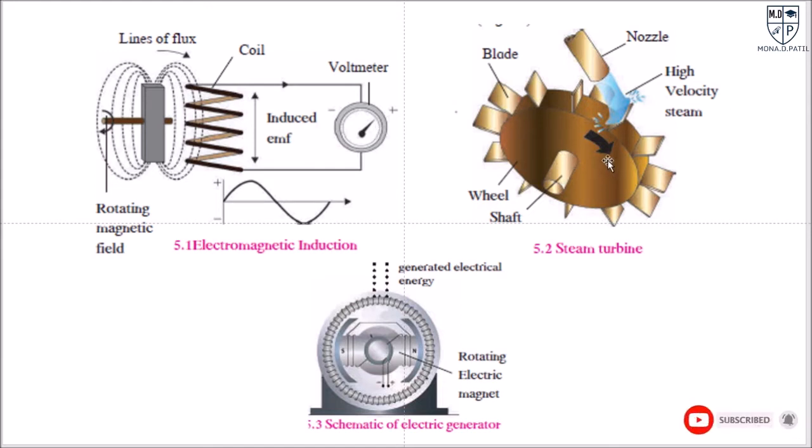Here is the steam turbine, meaning the energy is generated based on steam or the pressure of steam. Okay, and here the pressure of steam is exerted on the turbine, so it starts rotating, and this rotation helps to obtain the energy. Here is the schematic of the electric generator. So after the rotation of this turbine, electricity starts to be generated in the electric generator.